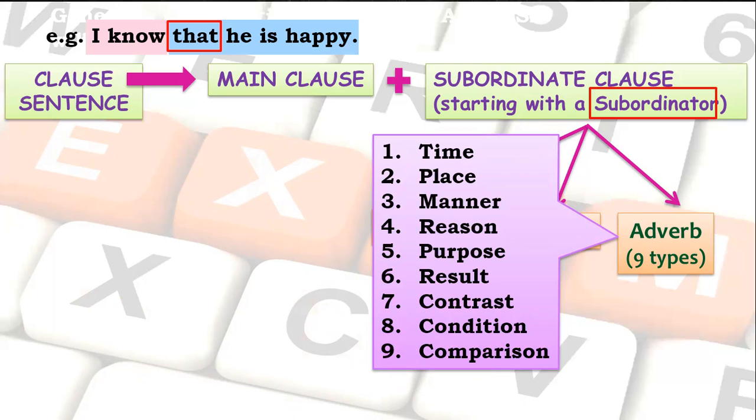Contrast, condition, comparison. We just saw it in the list of subordinators, didn't we? Yes, it's the same. Time, place, manner, reason, purpose, result, contrast, condition, and comparison. So this way we have 9 different subordinate clauses of adverb.